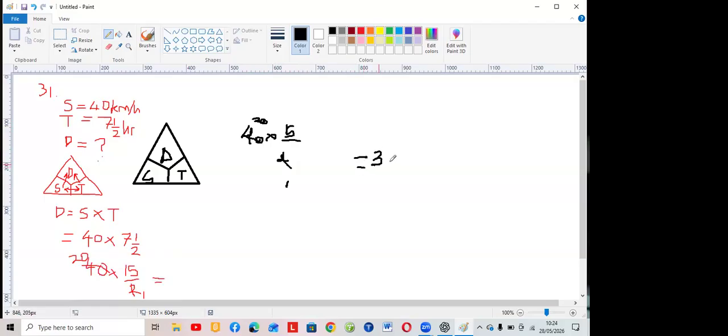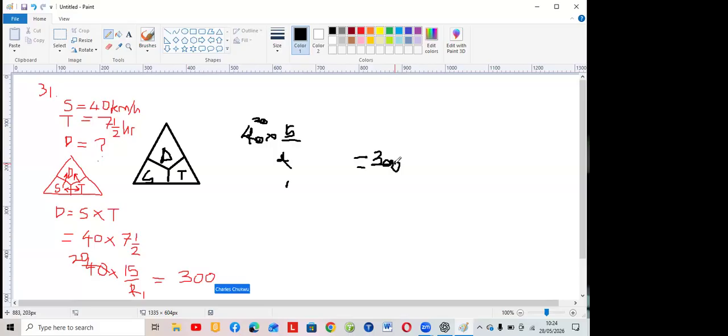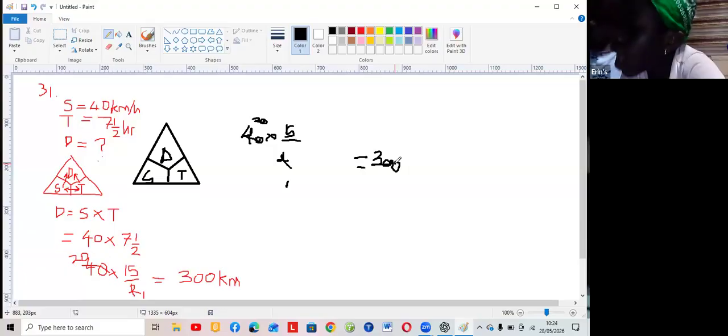Now, do you know that there was a question that we did not ask ourselves before we proceeded on this? Do you remember? Who remembers? What question are we supposed to ask ourselves before we start looking for a formula and all that? What question are we supposed to check?